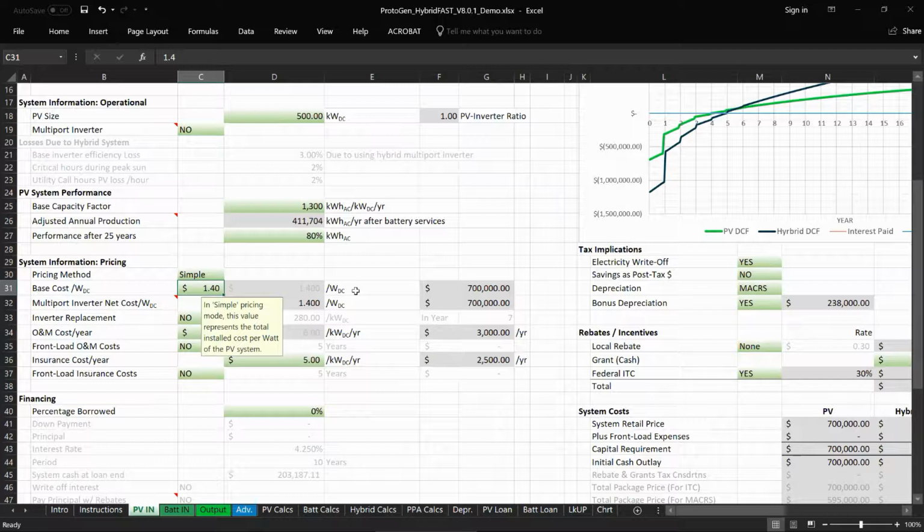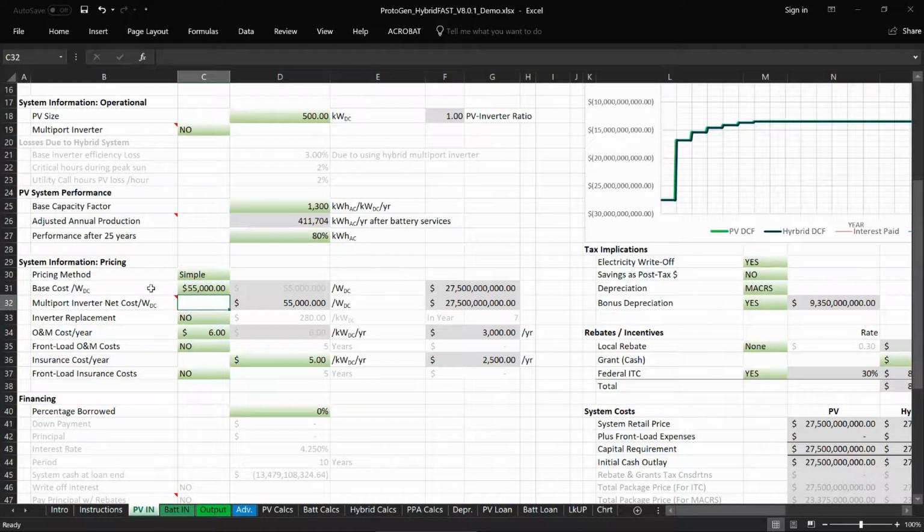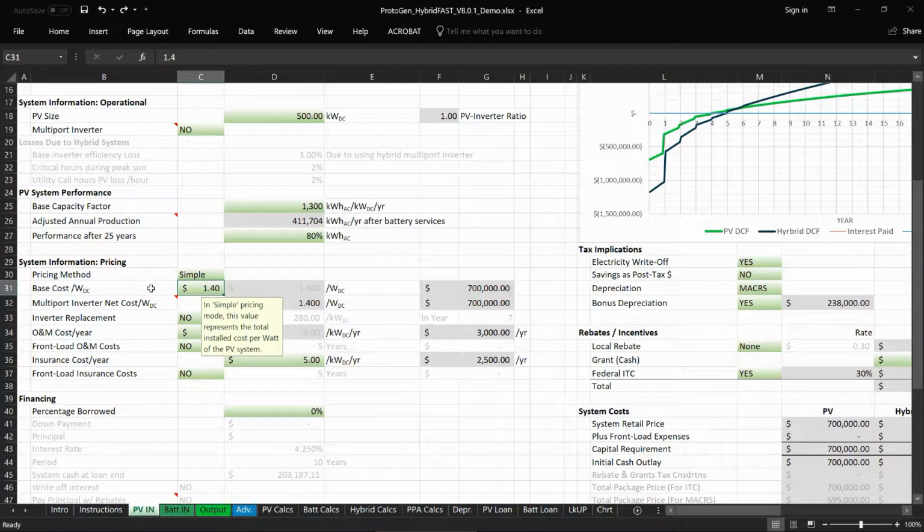So it's helpful to look at this price right here, $1.40 per watt, and you'll know that, well, I'm probably not putting in $55,000 because that's what the system costs, because that's way out of line with the magnitude of $1.40. So you can look at $1.40 as kind of a hint to what value you want to be putting in here.